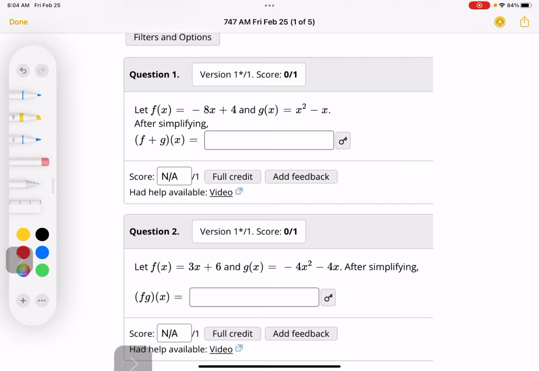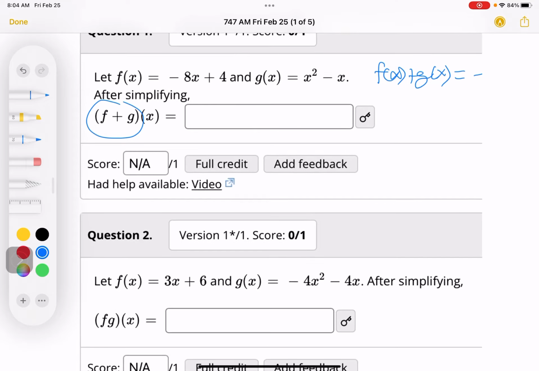For the first one here, it says f of x equals negative 8x plus 4, and g of x is x squared minus x. And so they want us to find f of x plus g of x. So that means we're going to add them. We're going to have f of x plus g of x equals the negative 8. I can't write off the screen, so let me make this bigger. Equals negative 8x plus 4 plus x squared minus x. So combining like terms, it's x squared minus 9x plus 4. We're just adding the two functions.